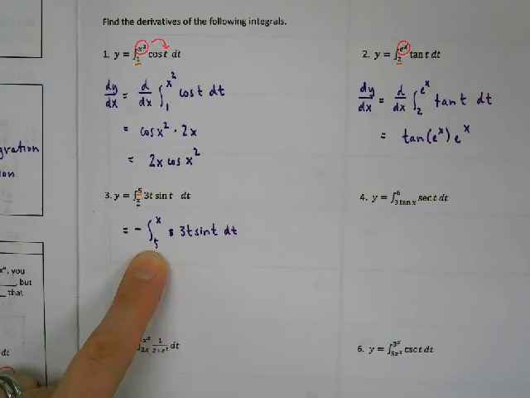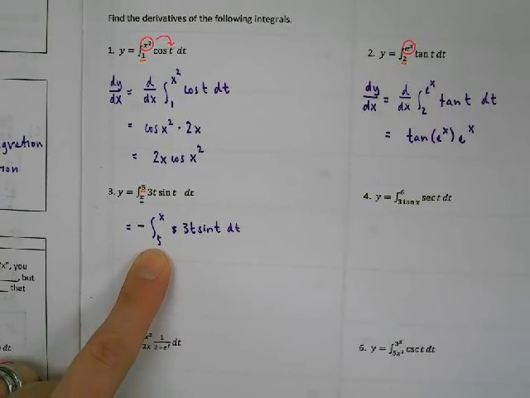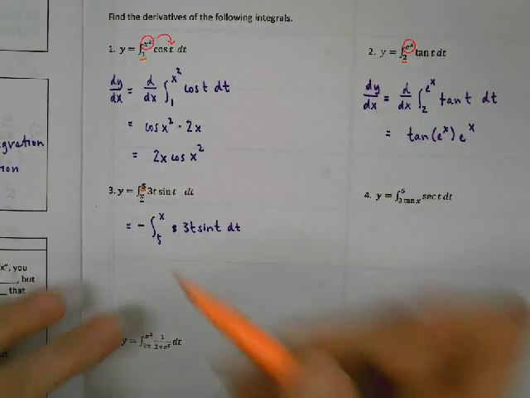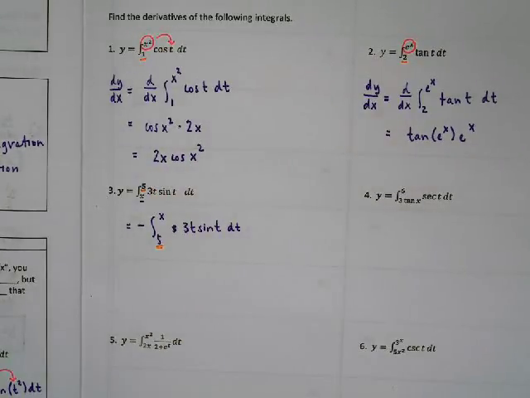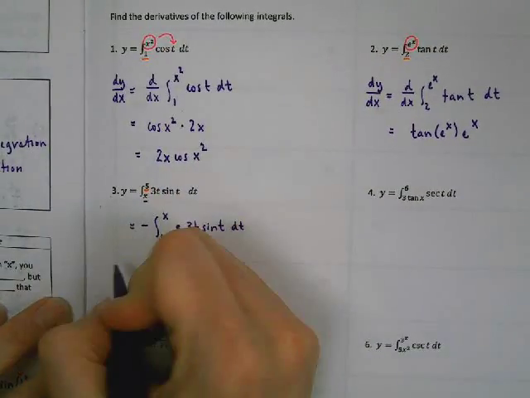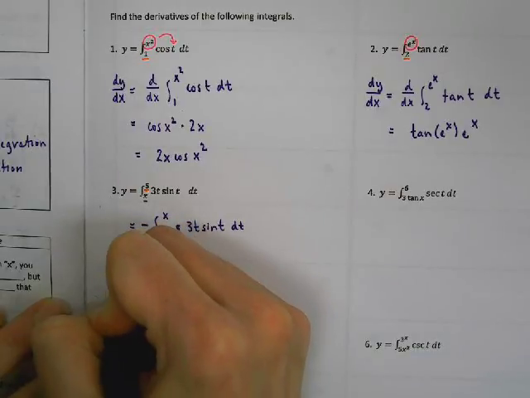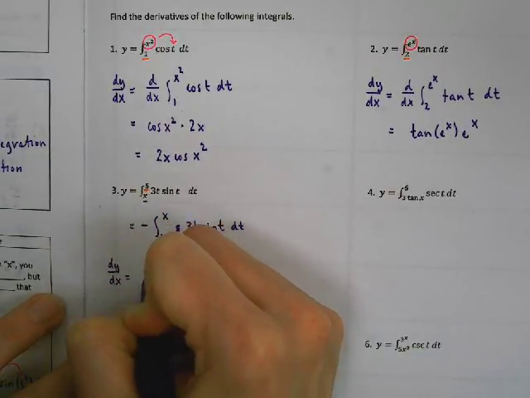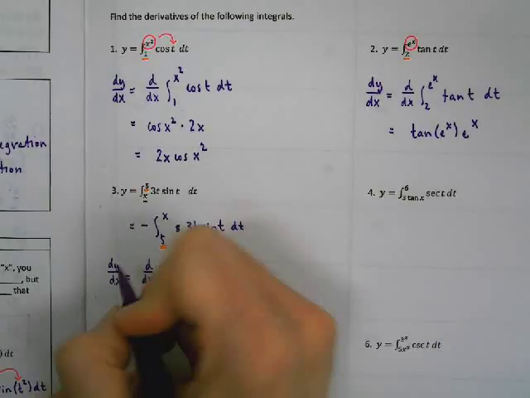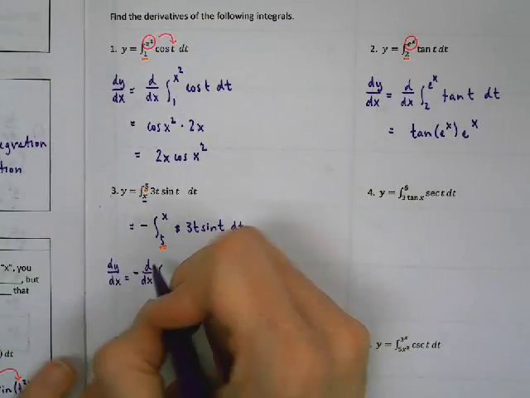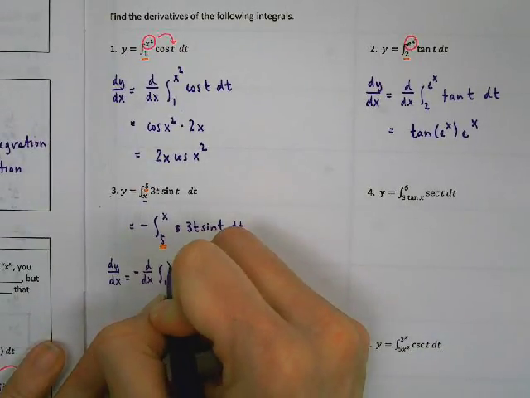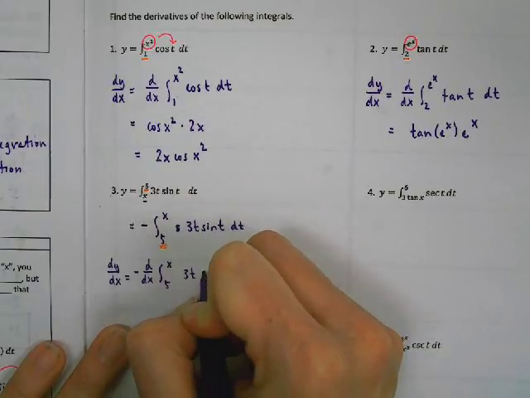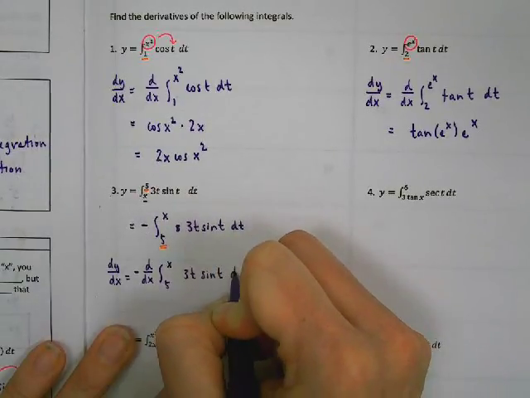So in that first step, all I did was change the order. I haven't taken a derivative yet at all. I just changed the order of integration. So now my constant is my lower limit. So now I can go ahead and take the derivative, dy dx. It's the derivative with respect to x of our integral. I have an opposite here. I don't want to forget that. From 5 to x of 3t sine of t dt.